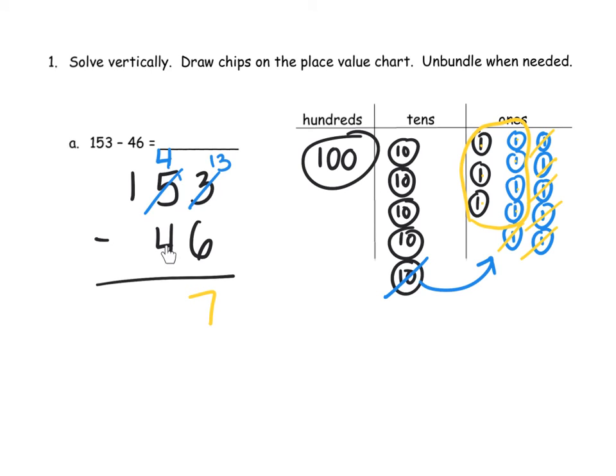And then over here, I have to take away 4 from my 4. So 4 take away 4 leaves me with 0. Okay? And then my hundreds place, I can't forget about my hundreds place. 100 take away nothing leaves me still with 100. So the answer is 107.